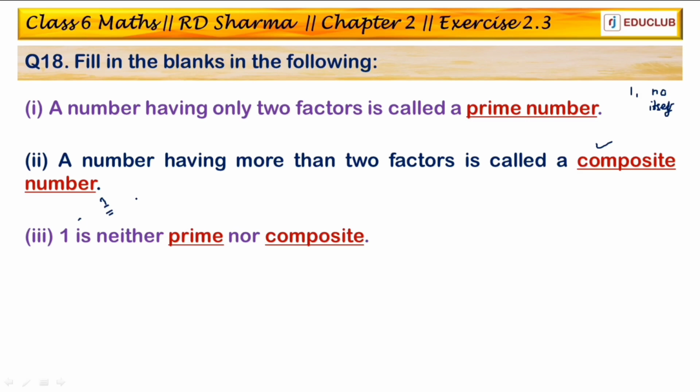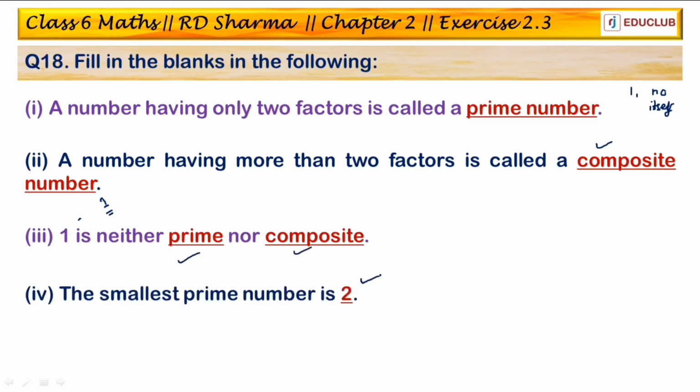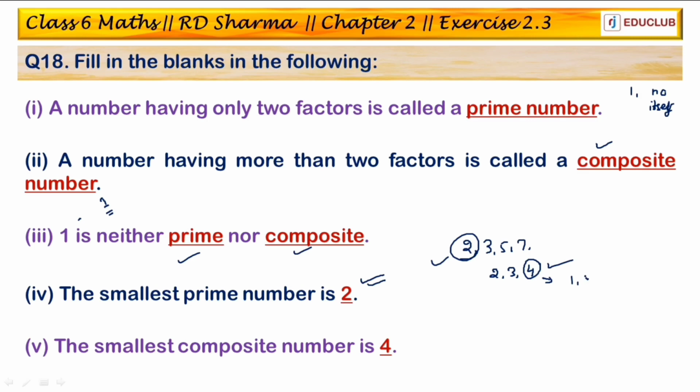Next is the smallest prime number is 2. Prime numbers start from 2, 3, 5, 7. So the smallest prime number is 2. Next is the smallest composite number. 2 is a prime number, 3 is a prime number, so 4 is the smallest composite number. It has more than two factors, 1, 2 and 4. So the smallest composite number is 4. So this exercise is over.